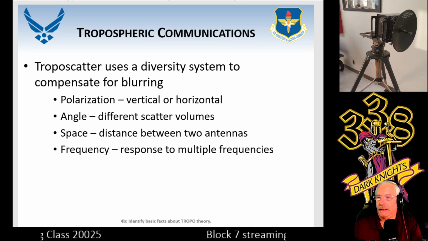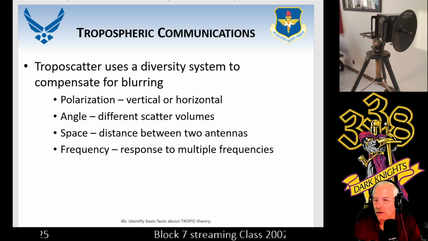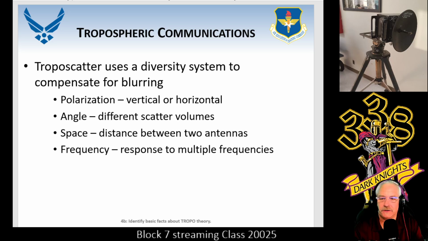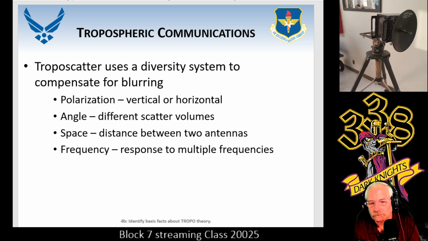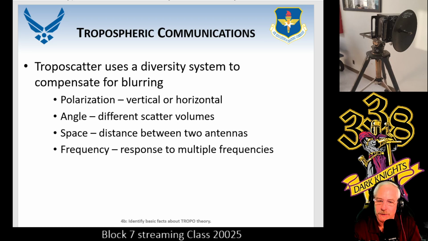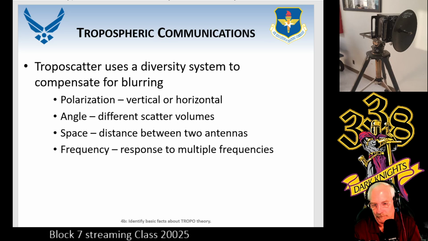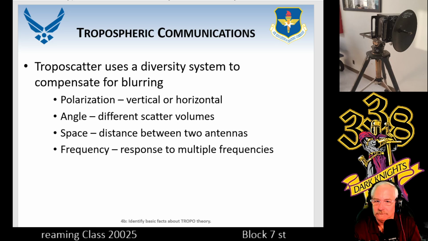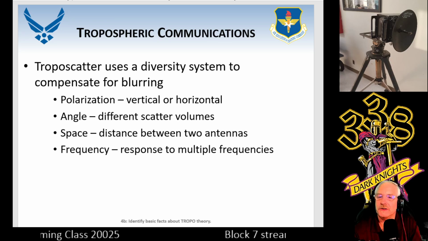Tropo uses what's called a diversity system. Now, when they say blurring, they're talking about where the signals cross over to each other. Let's look at polarization. If you transmit vertically, will you be able to receive horizontally? Throwing the question out there. Anybody? No. Why? Because it's a linear polarization.